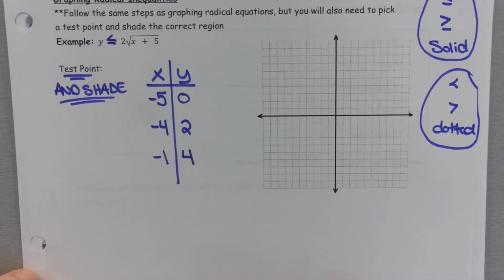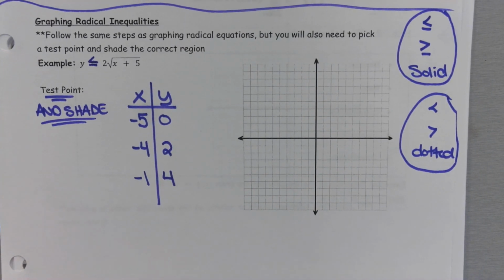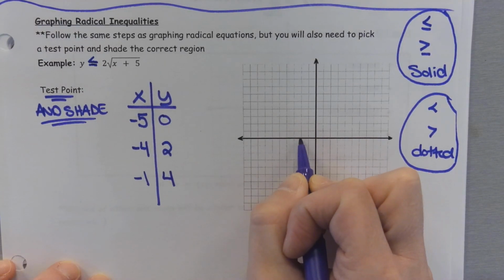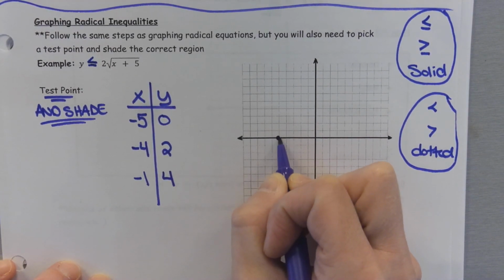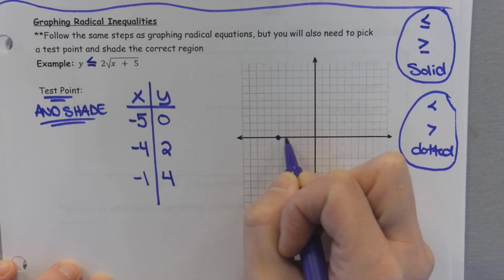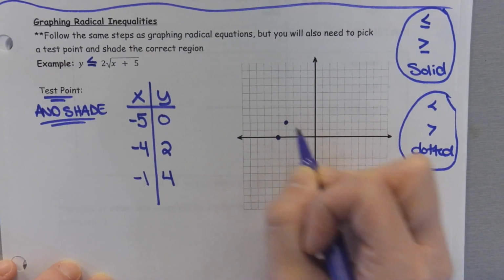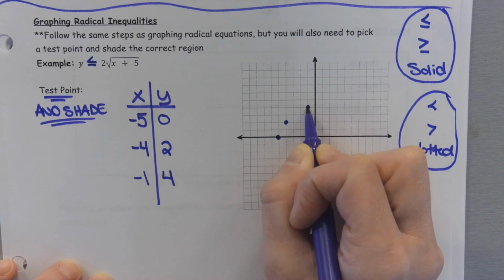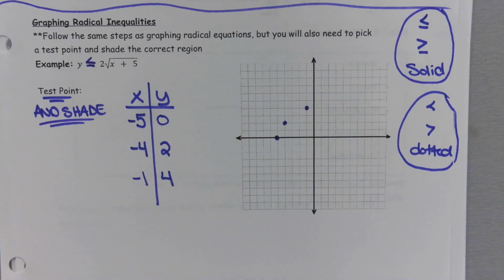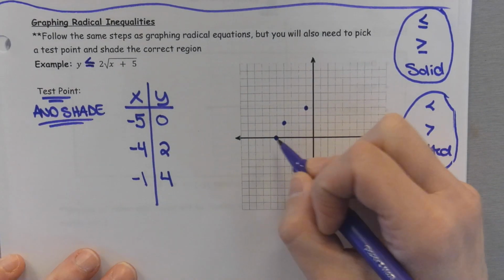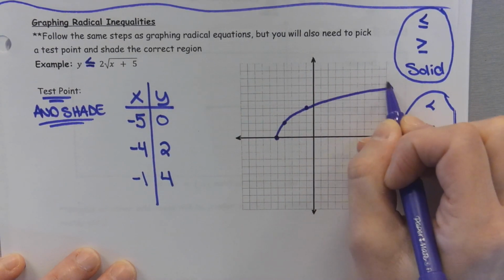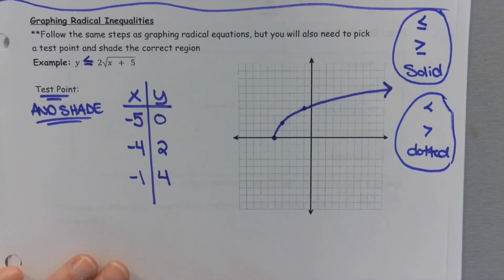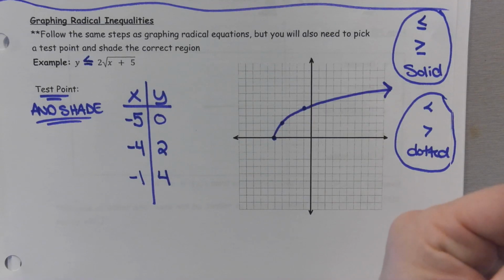Again, if you don't want to do this in your head, could you use Desmos? Yes. Okay, so I have a point at -5, comma 0. 1, 2, 3, 4, 5. I have a point at -4, positive 2. I have a point at -1, positive 1, 2, 3, 4. Solid or dotted curve for this one? Solid. So up and over.